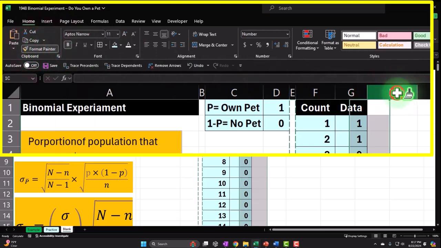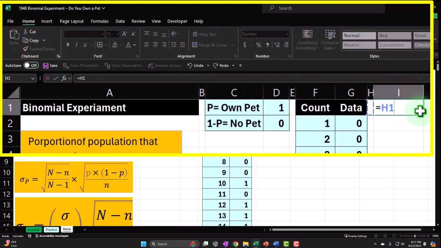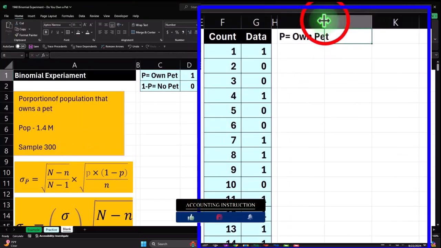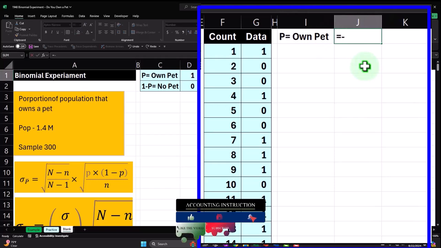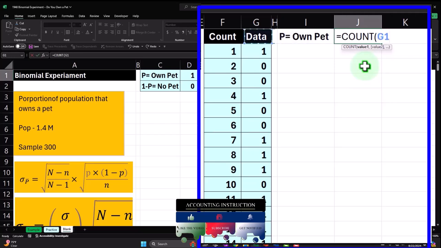and we'll put that over here, H. And then let's count out our results. So we've got the P, do they own the pet? And we're going to say, okay, and this is going to be equal to, I'm going to just count it up. Count up the results, please.